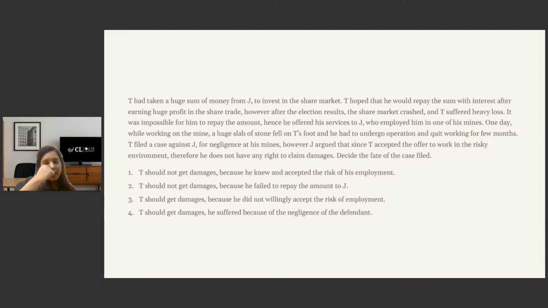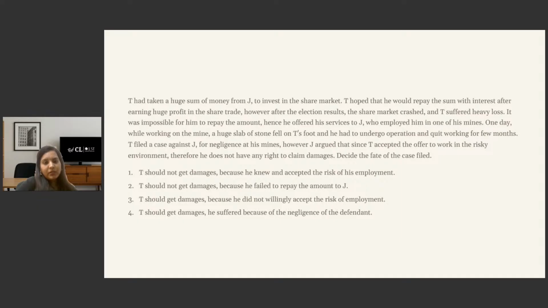T had taken a huge sum of money from J to invest in the share market. T hoped that he would repay the sum with interest after earning huge profit in the share trade. However, after the election results, the share market crashed and T suffered heavy loss. It was impossible for him to repay the amount, hence he offered his service to J, who employed him in one of his mines. One day while working in the mine, a huge slab of stone fell on T's foot and he had to undergo operations and quit working for a few months.